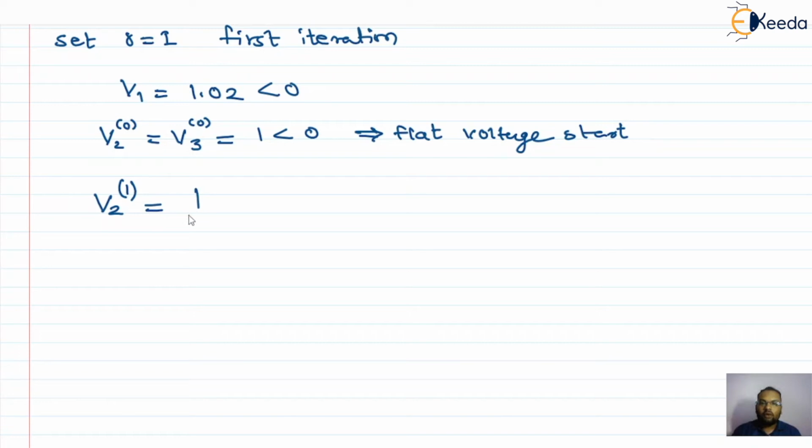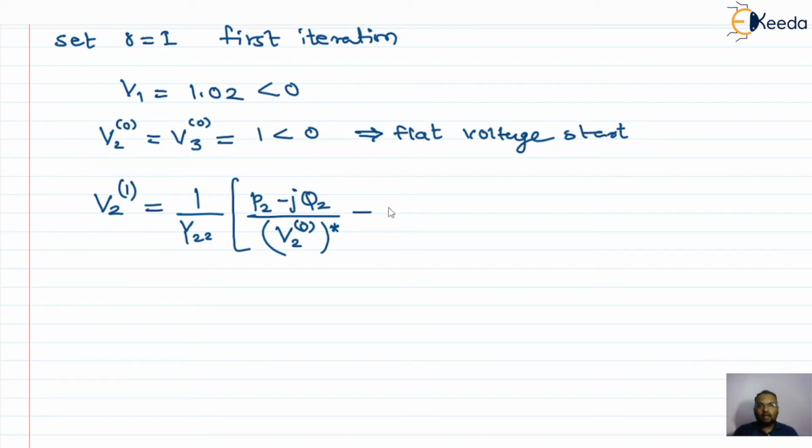As per the formula, I will write it as 1 upon Y22 in the bracket, P2 minus JQ2 divided by V2. Now we have to go for the previous iteration value, so it will be the zeroth iteration value, and we have to take the conjugate of that. Then minus, now you see, we have to start with i and go up to k minus 1. So k value is 2, and 2 minus 1 will be 1 only, so we will get only one term here.